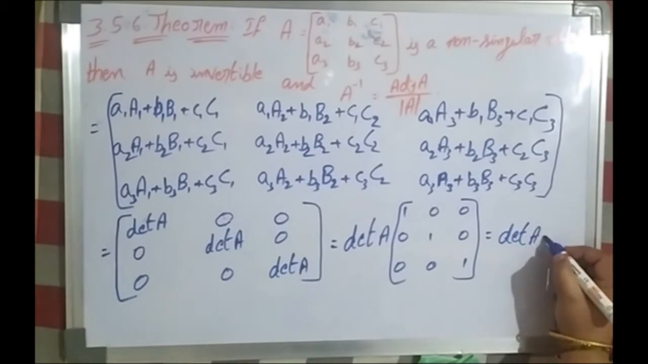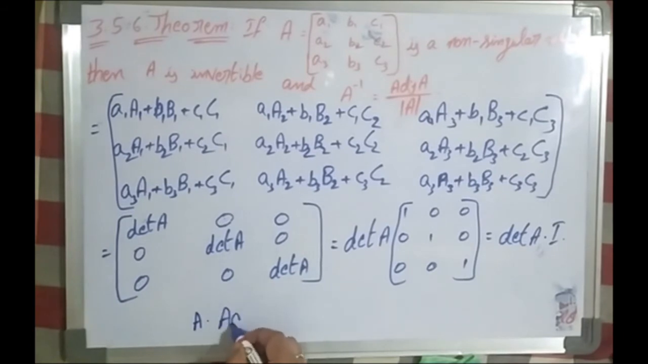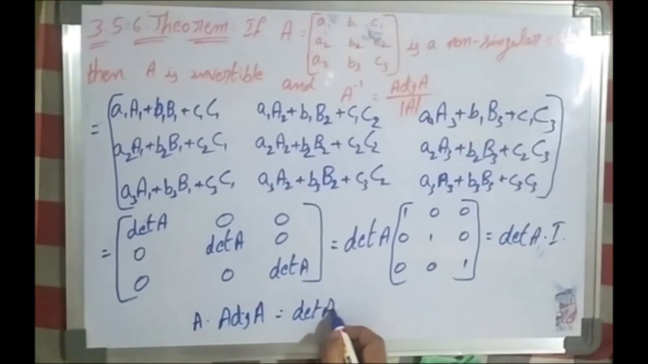Det A into capital I. That means here we have to find A into adjoint of A. A into adjoint of A value is det A into I.